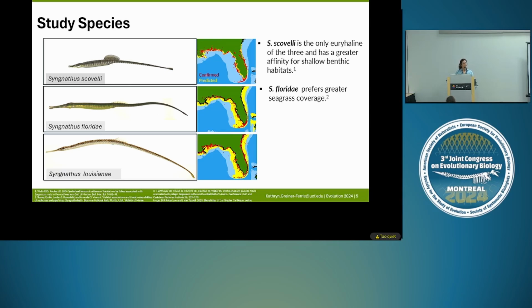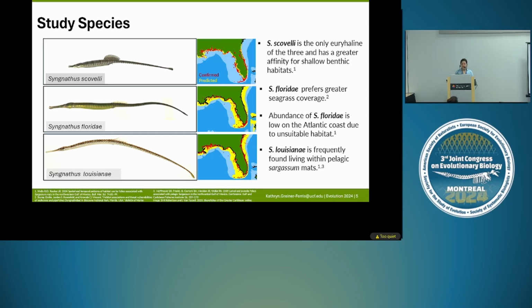Compared to the other 2 species, floridae prefers greater seagrass coverage. In fact, they are nearly absent from the east coast of Florida due to low seagrass coverage, creating an unsuitable habitat. And in addition to inhabiting coastal marine systems, louisianae is also frequently found within pelagic sargassum mats.